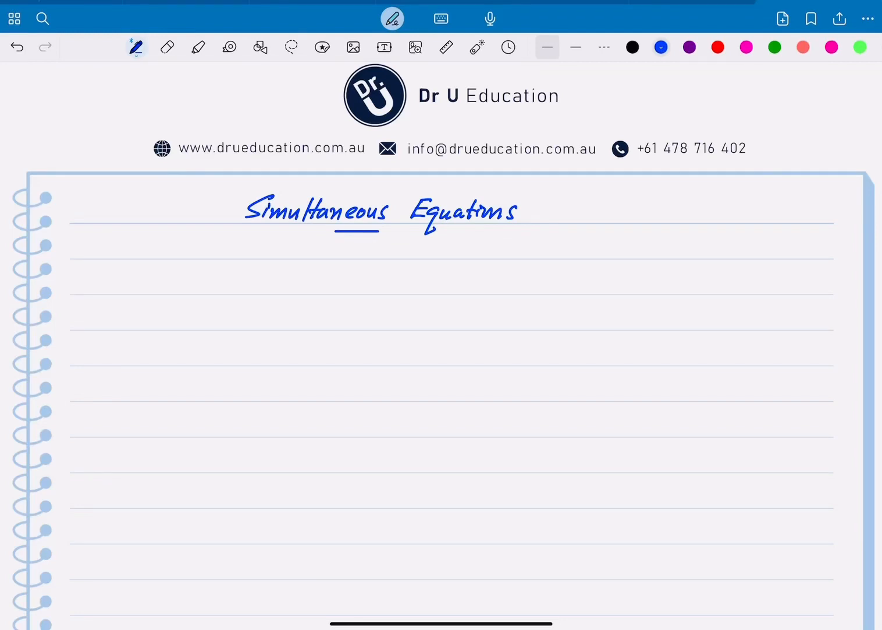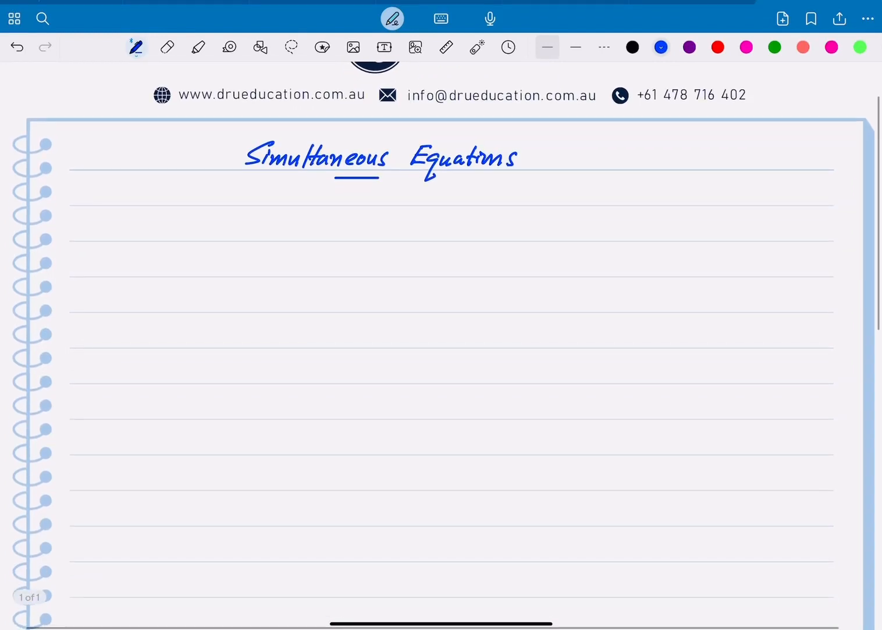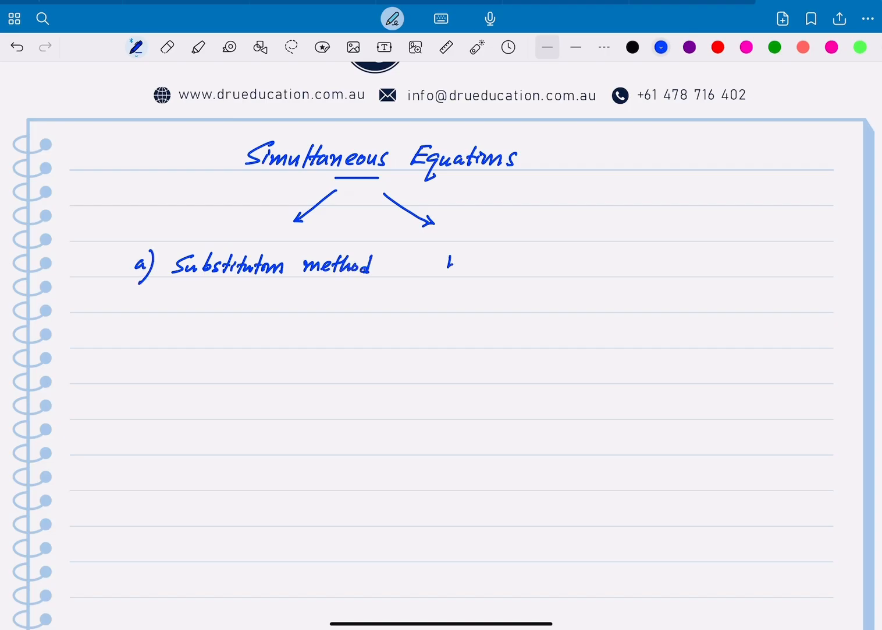So today we are going to discuss simultaneous equations. Simultaneous equations we can understand in two different ways. One is using the substitution method, and the next one would be the elimination method.